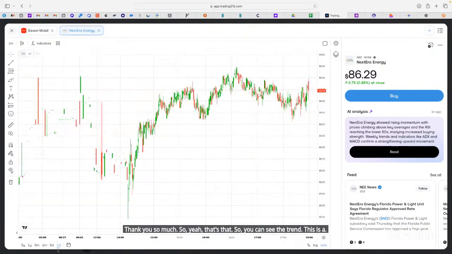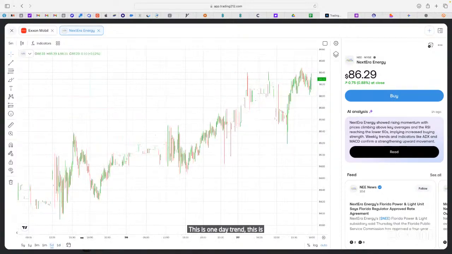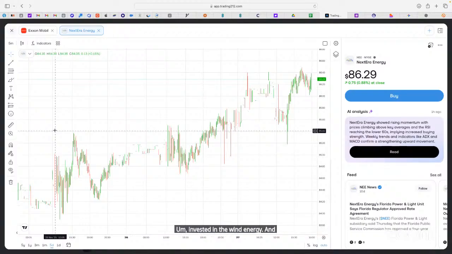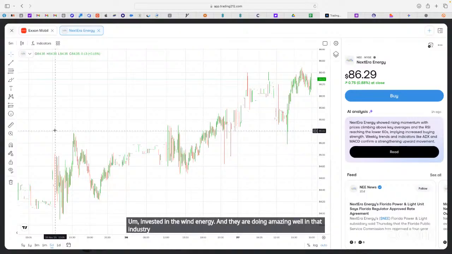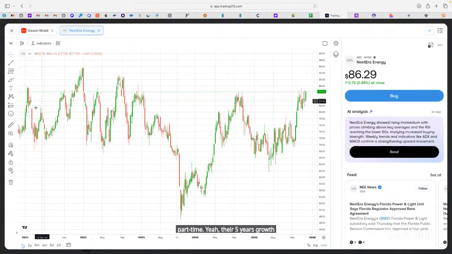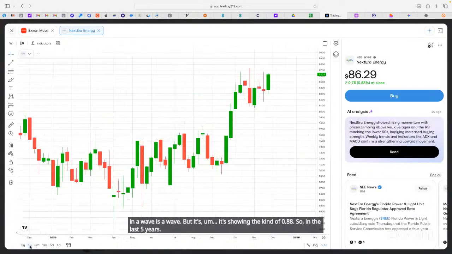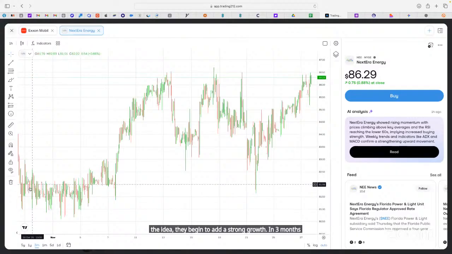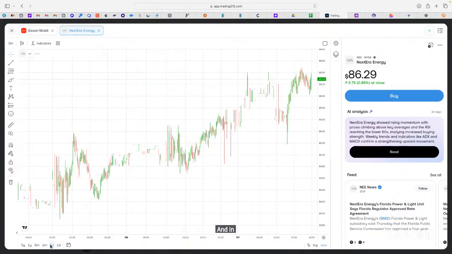This is the 1 day trend. This is the 1 week trend for Next Era. I've already told us what Next Era does. Next Era is one of the strong investors in wind energy, and they are doing amazingly well in that industry. So you can see, let's now see their 5 years growth pattern. Yeah, their 5 years growth pattern is actually in a wave, but it's showing a kind of 0.88. So in the last 5 years, their growth was not very strong, but in 1 year, they began to have a strong growth. In 3 months, it was a very, very interesting growth. And in 5 days, look at what we are seeing.